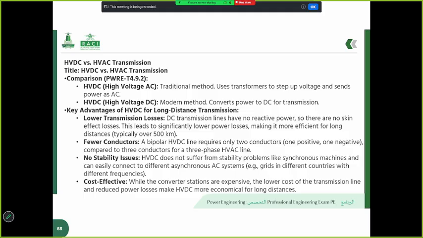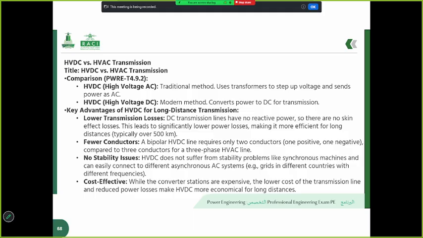Another benefit is no stability issues. HVDC systems are not subject to the stability limits and synchronization problems of HVAC. This allows them to easily connect to asynchronous AC grids, even if they have different frequencies. Another benefit is cost effectiveness. While HVDC converter stations are expensive, the lower cost of the transmission line itself and reduced power losses make HVDC more economical for long distances.